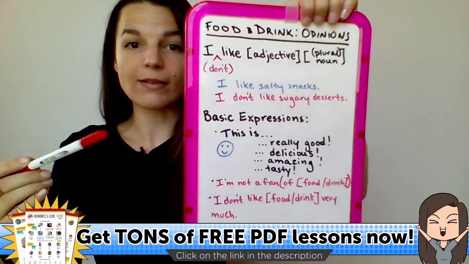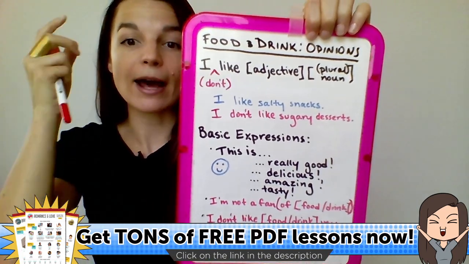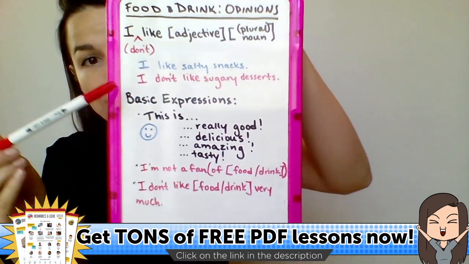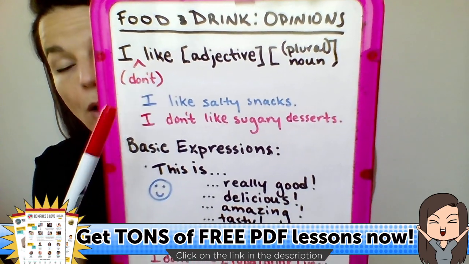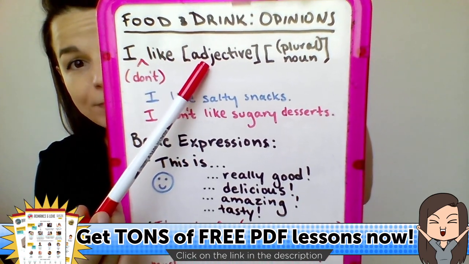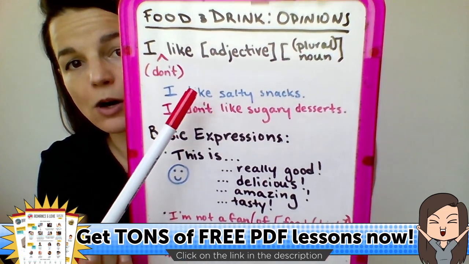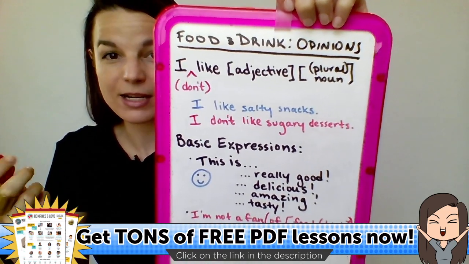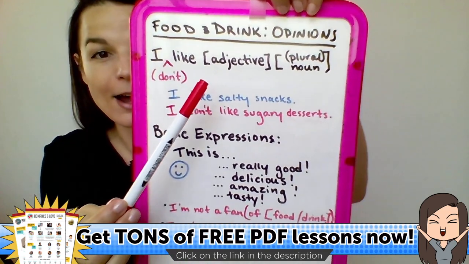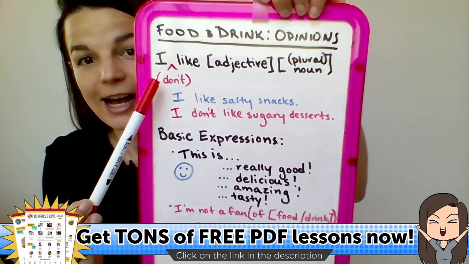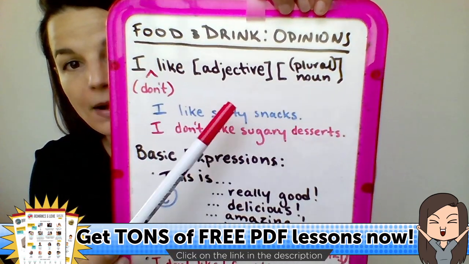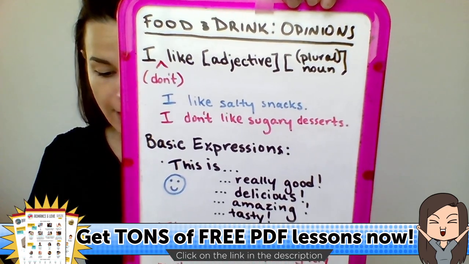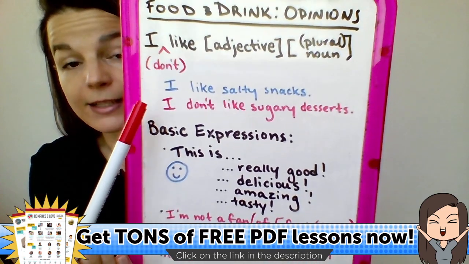A quick review of a very basic pattern to express your opinion. So to do this, we simply say, I like or I don't like, adjective, noun. So I have adjective here so that we can express a deeper opinion. So of course you can make a basic opinion expression with just I like plus a noun. But today I want to focus on making kind of deeper expressions. Okay, so let's take a look at some examples.